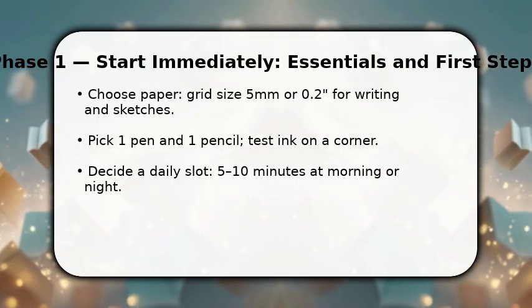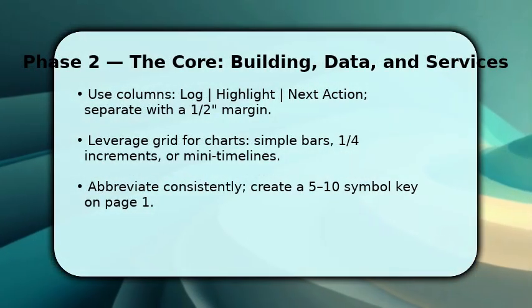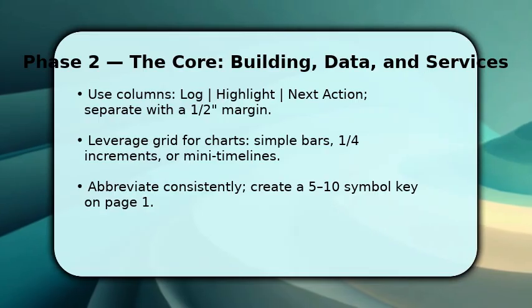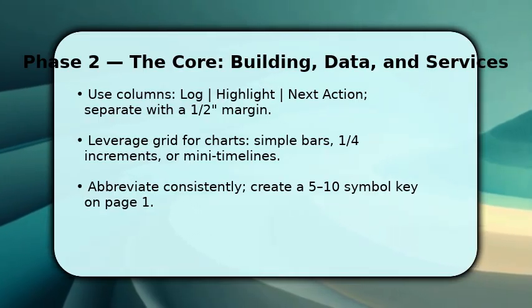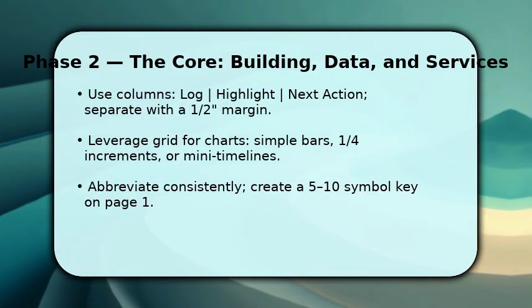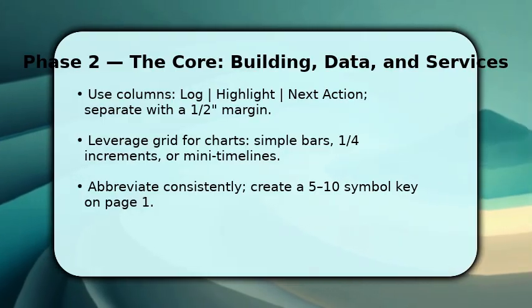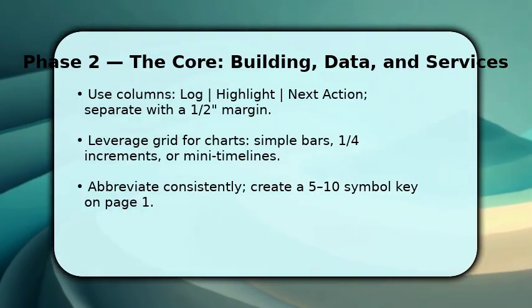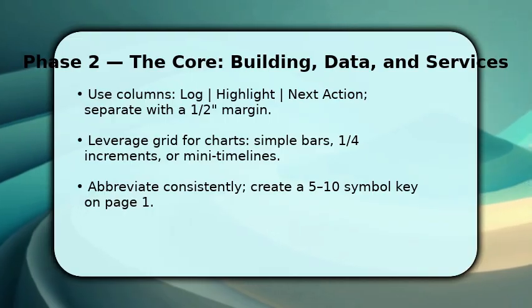Now you populate entries with purpose. Write a short, time-stamped line in the log column, then capture the single most important outcome in highlights. Use the grid to draw quick progress bars or micro timelines that visually show momentum. Each box equals 10 minutes or 10%.